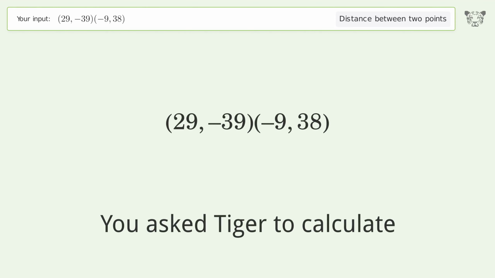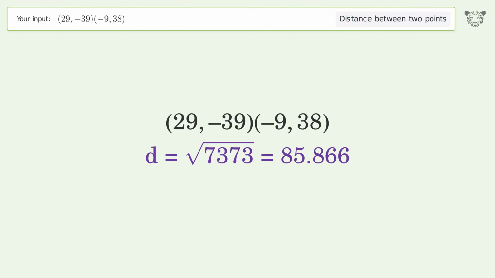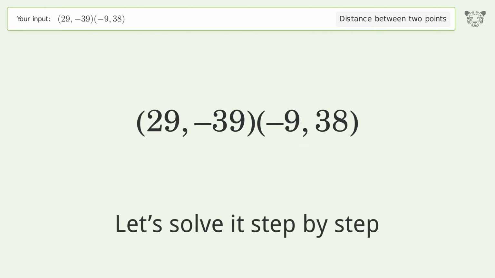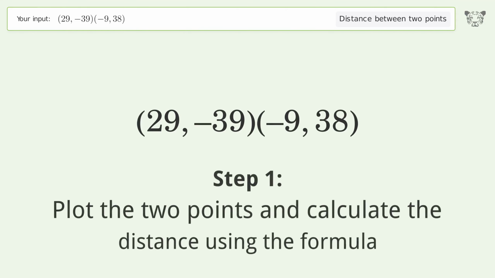You ask Tiger to calculate. This deals with the distance between 2 points. The distance between the 2 points is the square root of 7,373, or 85.866. Let's solve it step by step. Plot the 2 points and calculate the distance using the formula.